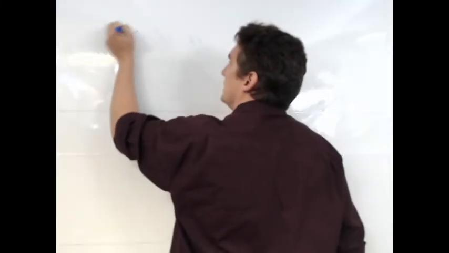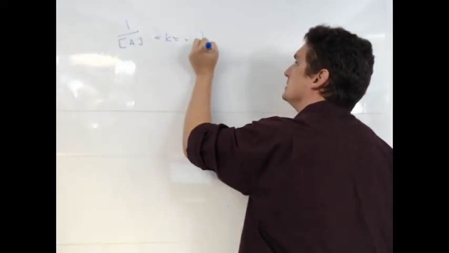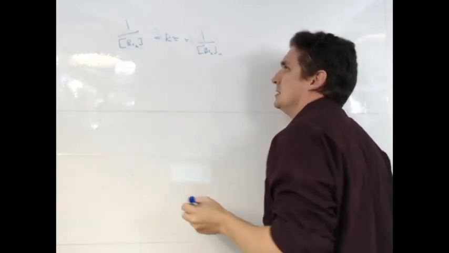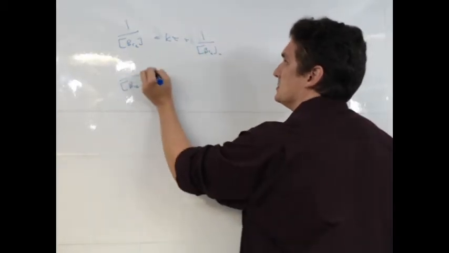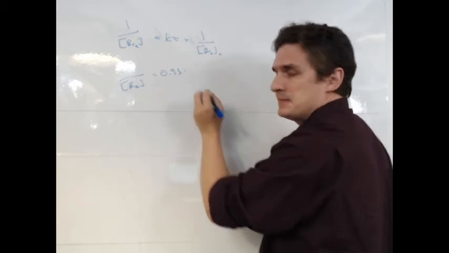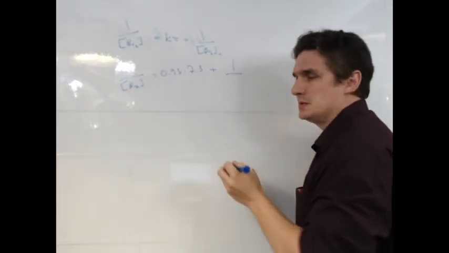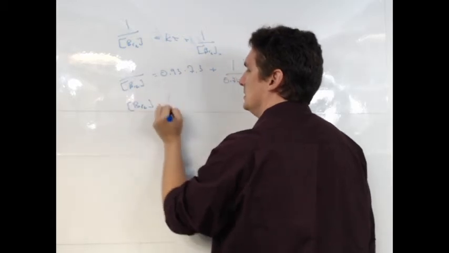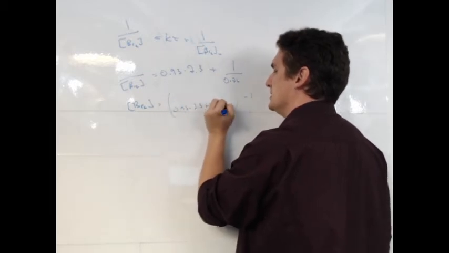So here we have 1 over A equals KT plus 1 over A naught. In this case, A is Br2. So 1 over the concentration of Br2 equals K, in this case 0.93, times 7.3 plus 1 over 0.76. To solve for Br2, we just take 1 over that entire number. So 0.93 times 7.3 plus 1 over 0.76.